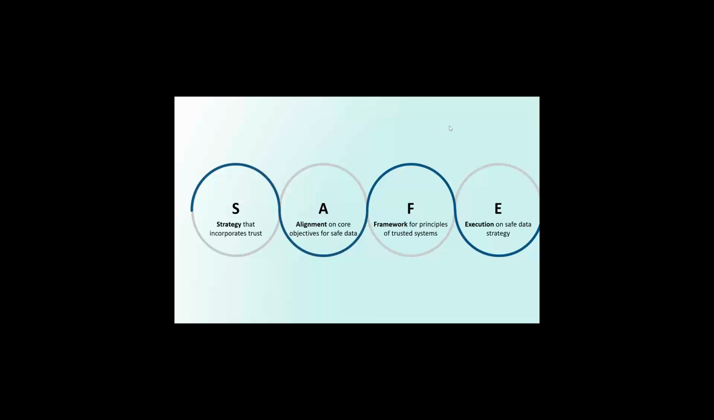So now we're at the +1, the execution on safe data strategy. The purpose of creating a safe data strategy, I think I mentioned this earlier on, is to more effectively use or reuse data to achieve those organizational objectives, right? We're incorporating safe data at the core of this in order to create alignment with all those different stakeholders and drive execution. So is your organization using trust strategically?